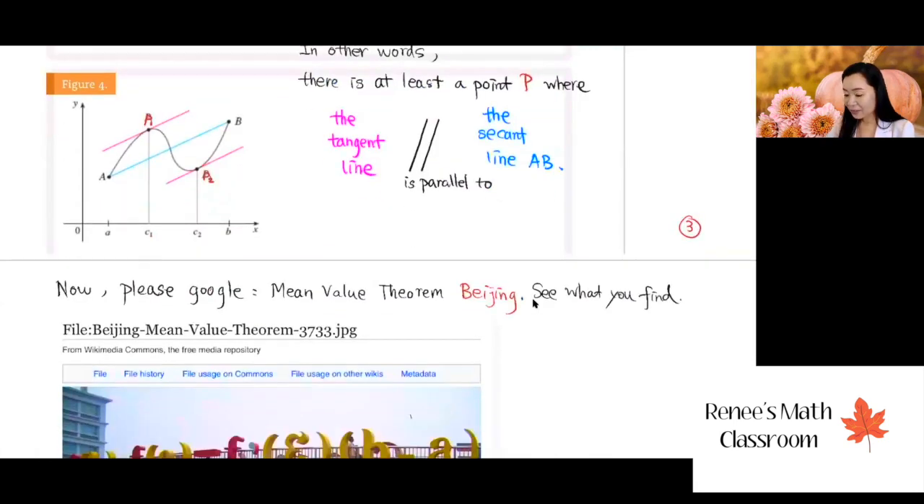Now I want you to Google the mean value theorem. You guys are on the computer, right? You guys can Google.